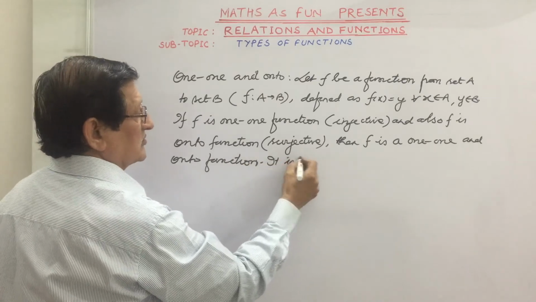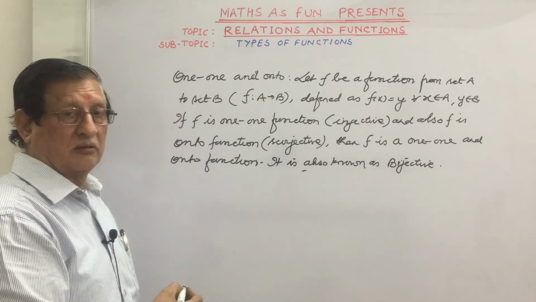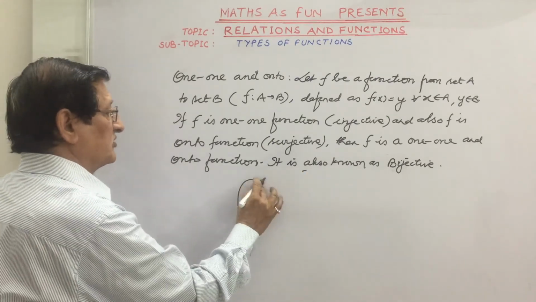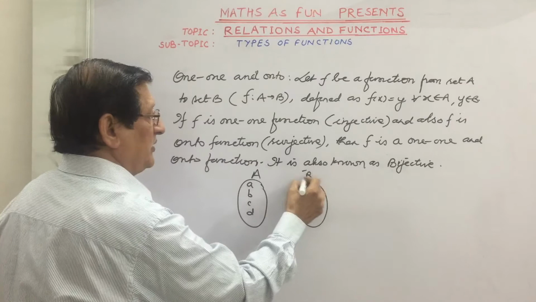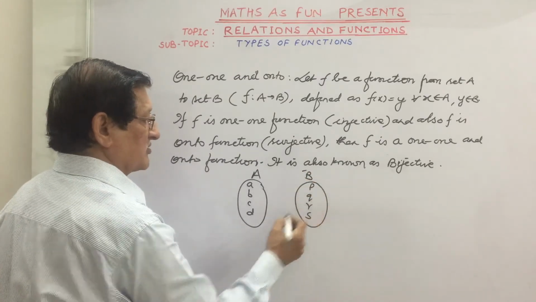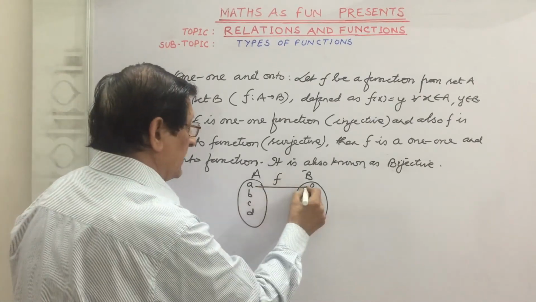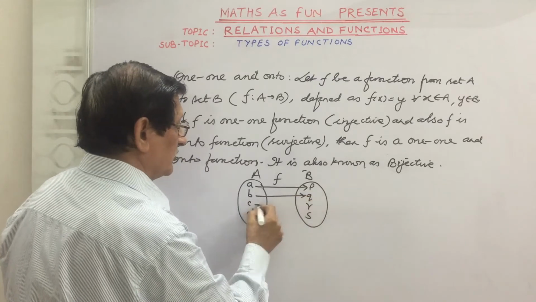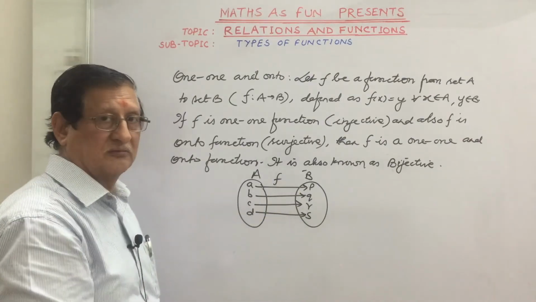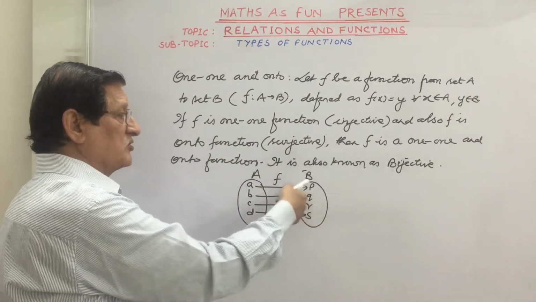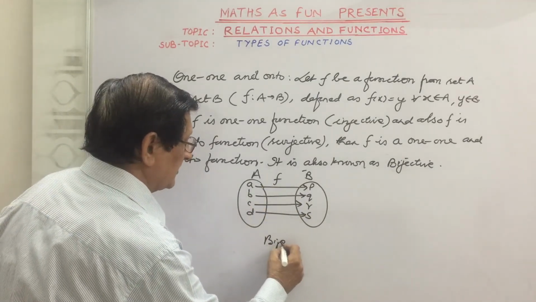It is also known as bijective. It means, suppose we have a Venn diagram, this is set A having the elements a, b, c, d, and this is B having the elements p, q, r, s. f is a function from A to B. We find a is related to p, b to q, c to r, d to s. Then we know it is a 1-1 function. And it is also onto because the range of this is equal to the codomain B. And that's why it is bijective.